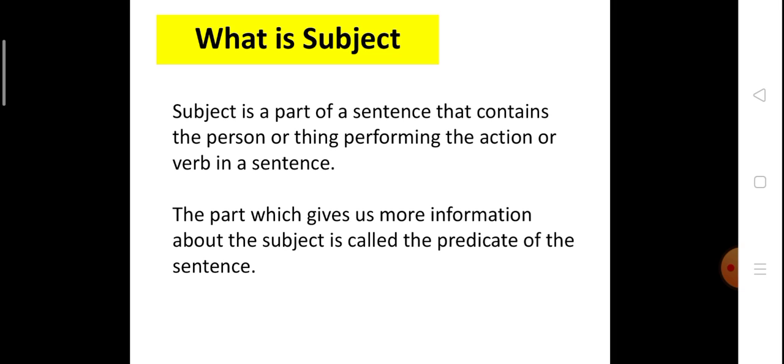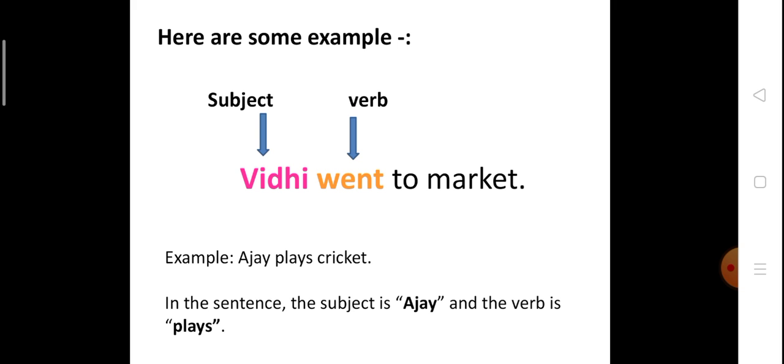So a complete sentence has a subject which is performing any action or verb, and the part of the sentence which gives us more information about the subject is called predicate. Now what is subject verb agreement? Before understanding that, let us see an example of a subject, verb and predicate.